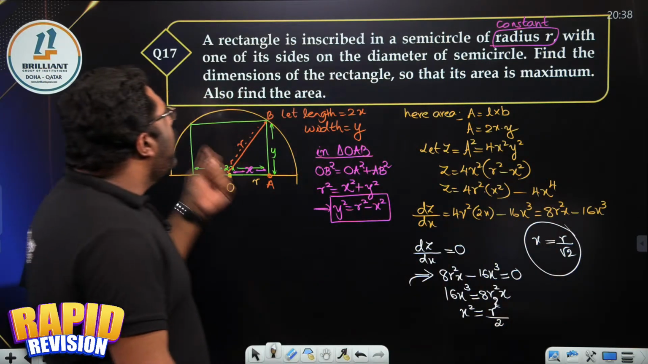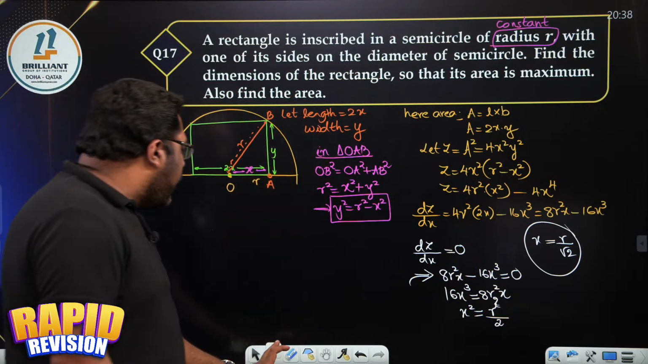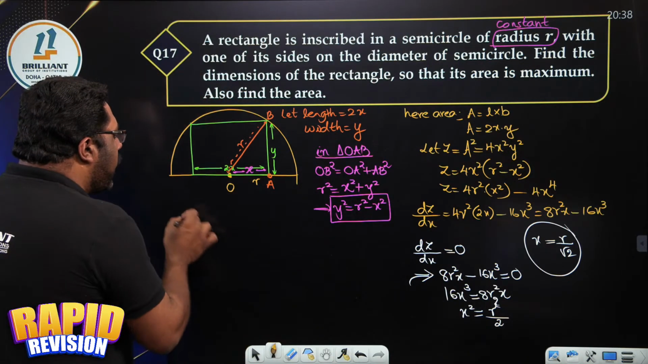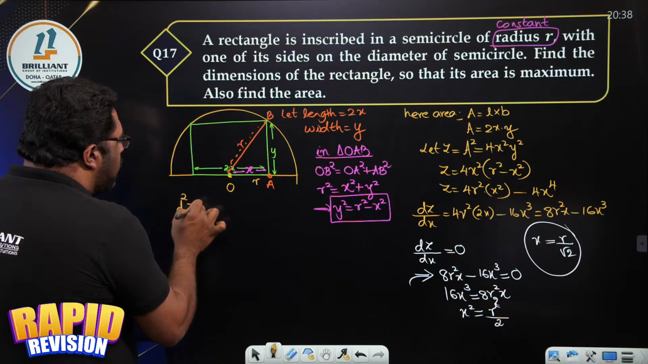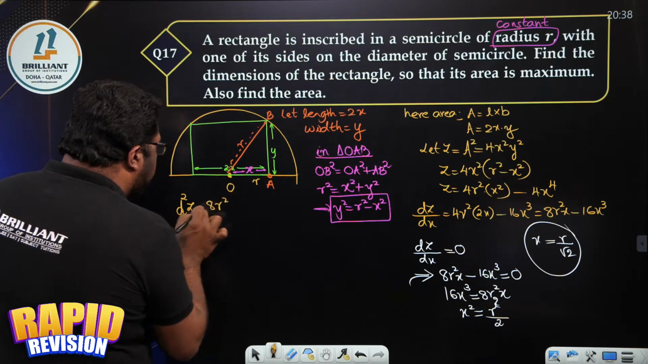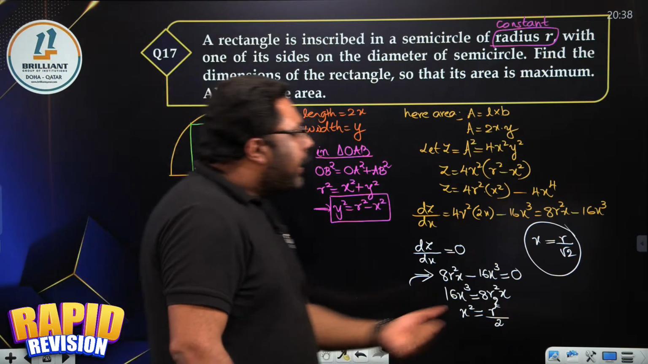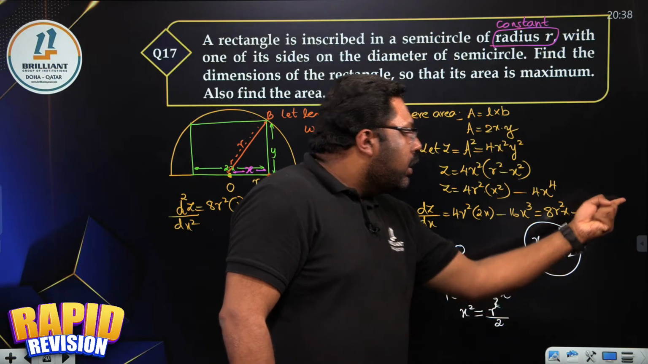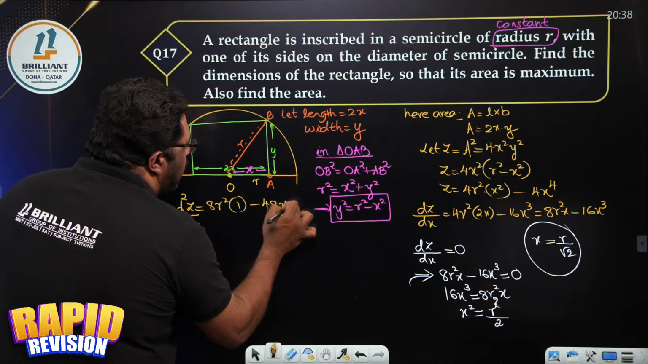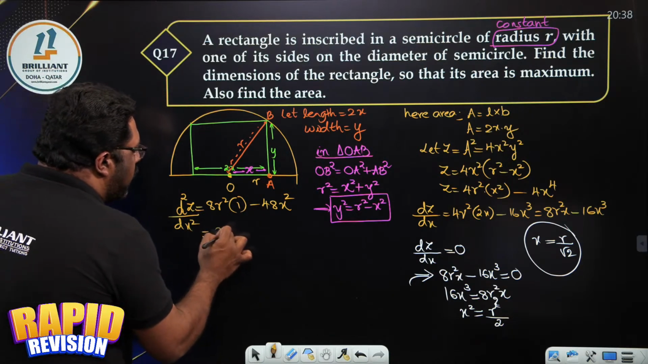Got it? Now what do they want us to find? Find the dimensions of the rectangle so that area is maximum. Show area is maximum. Second derivative: 8r squared into 1, derivative of x is 1. What's the derivative of 16x cubed? Minus 48x squared.